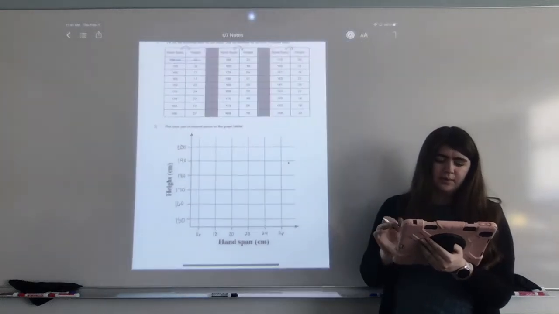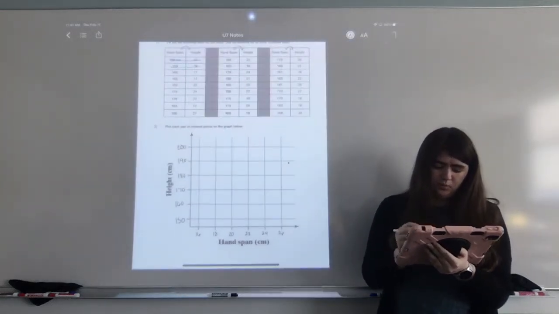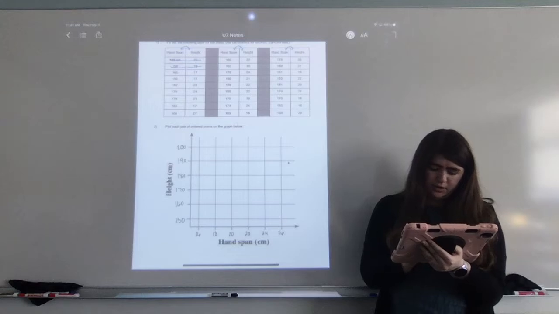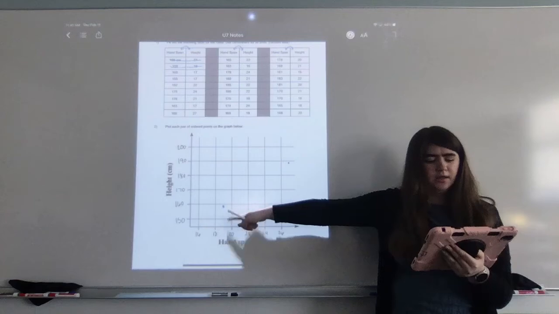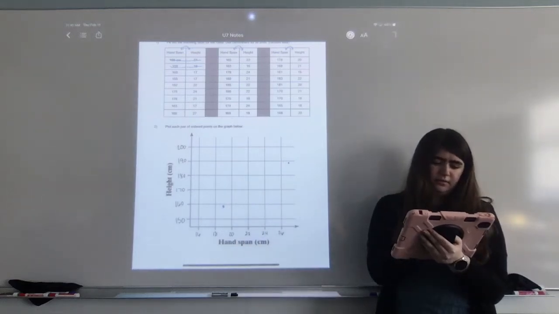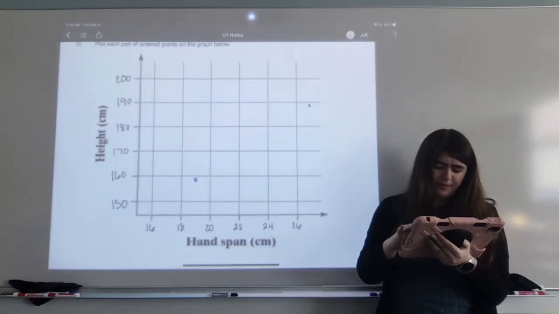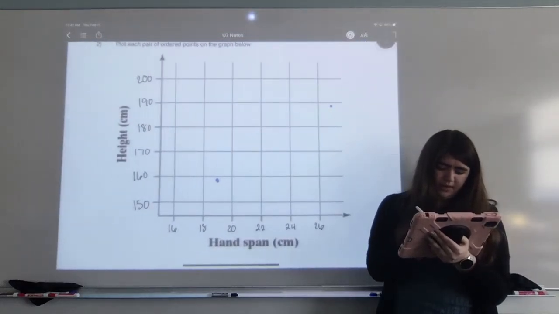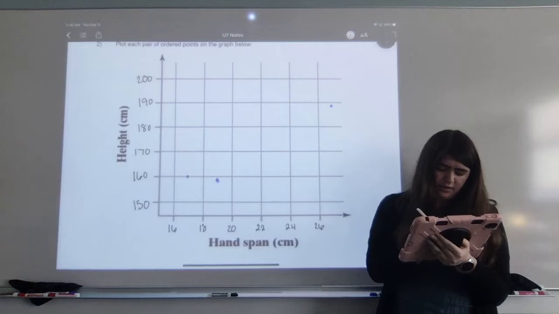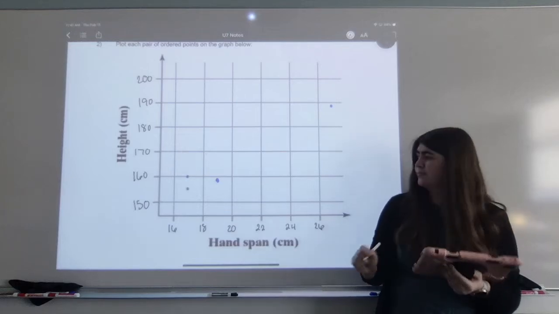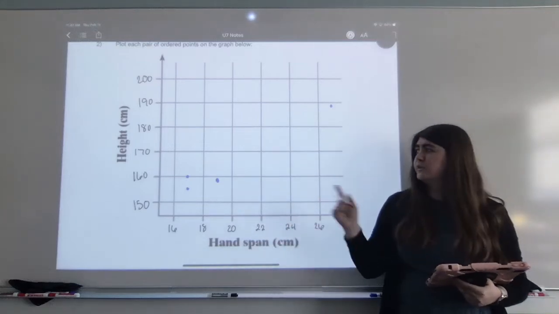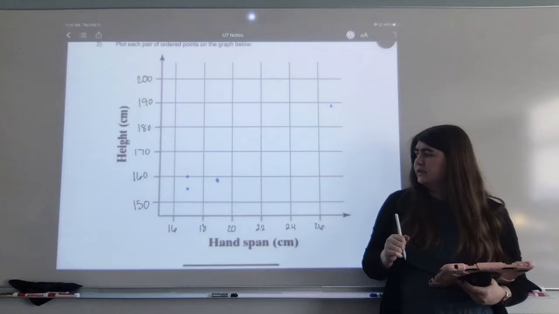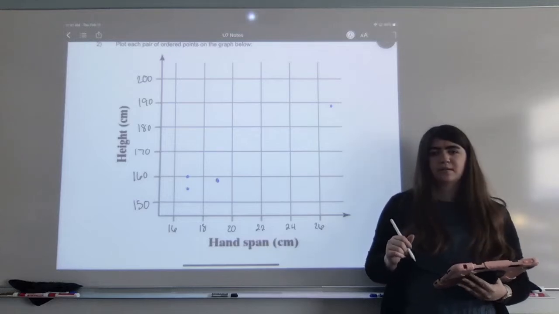Now I'm going to go back and continue. I have 19 and 159, which is going to be right about there. I have 17 and 160 and 17 and 155. So at 17, right on 160 and also 155. And now I'm going to continue. I'm going to just start plotting them, and I'll speed through this part on the video, but you can go ahead and plot them on your own.